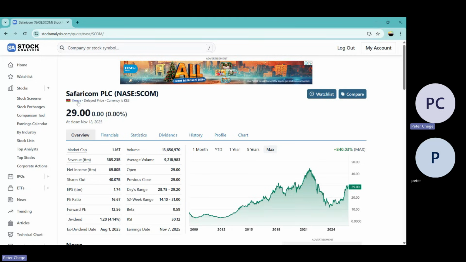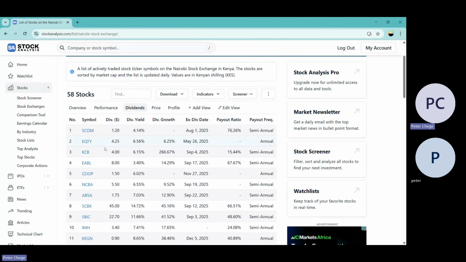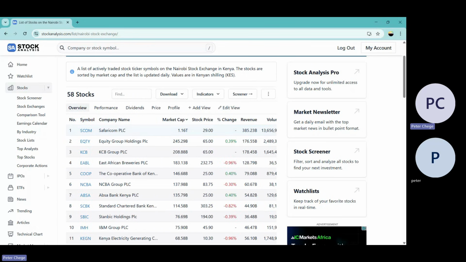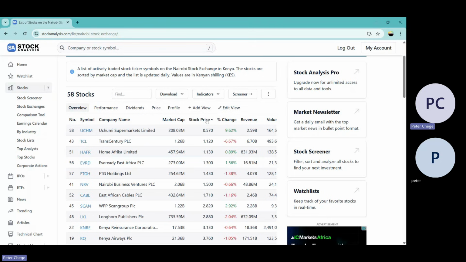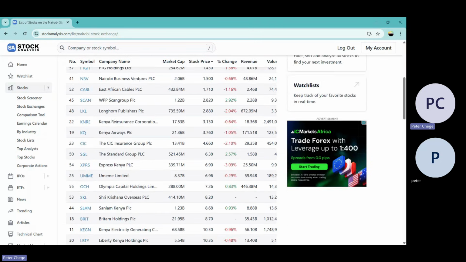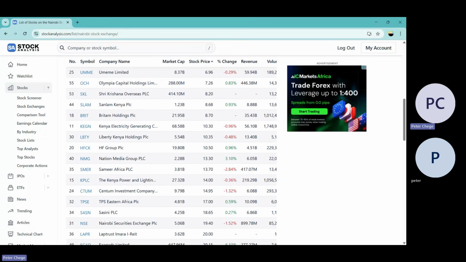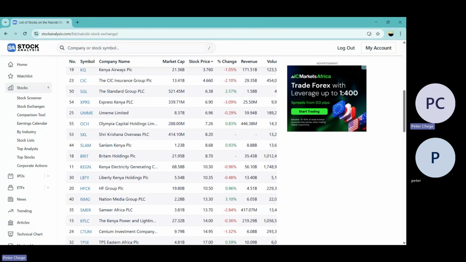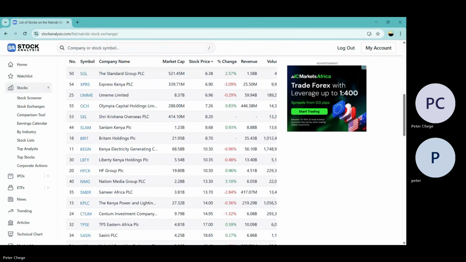If I click on Kenya, I'm able now to see all stocks that are listed at the NSE. If I click overview, I'm able to see the stock price. This is the one I'm saying is delayed by 15 minutes, and you can arrange to see the shares that are expensive and those that are cheap. These are the penny stocks. If you want to know penny stocks trading on the NSE, it's any share trading below 15. APOC is also a penny stock, only that it started giving dividend. Most of these are penny stocks.